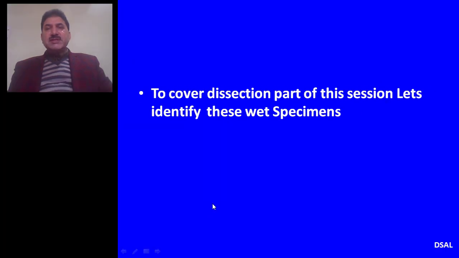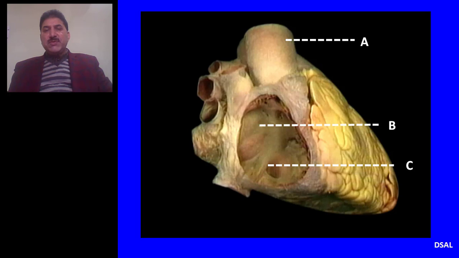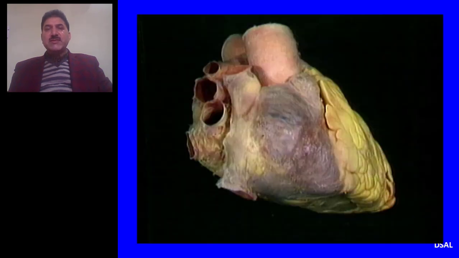To cover the dissection part of the session, let's identify anatomical structures in these wet specimens. This is a wet specimen of the heart. In this specimen, A is ascending aorta, B is fossa ovalis, C represents opening of coronary sinus, D represents opening of inferior vena cava. In this specimen, A represents superior vena cava, B is right atrium, which is placed anteriorly and forms part of the sternocostal surface of the heart.